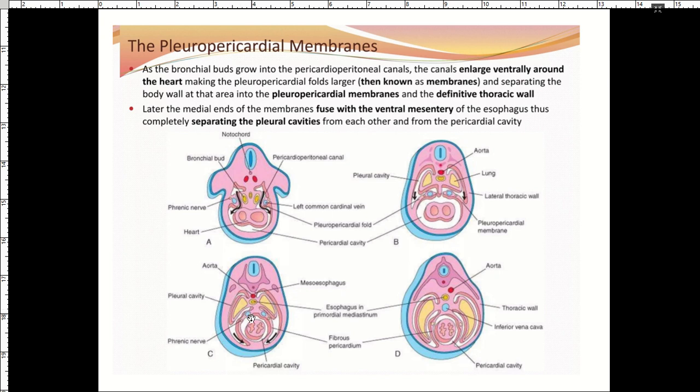But we are also going to have your right common cardinal vein, the left one is going to regress. The right common cardinal vein is going to form your inferior vena cava. You can actually see your inferior vena cava. And then you're going to have your left and right phrenic nerves. And this one is going to form your fibrous pericardium.